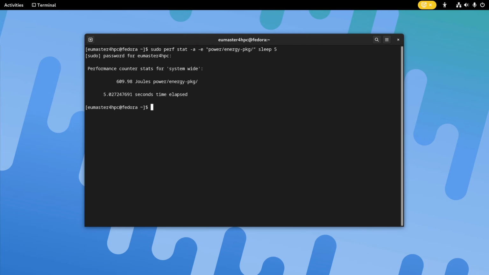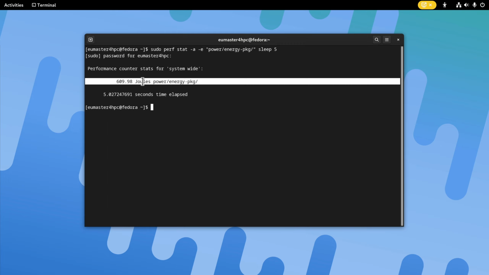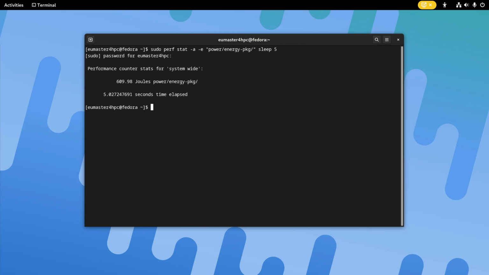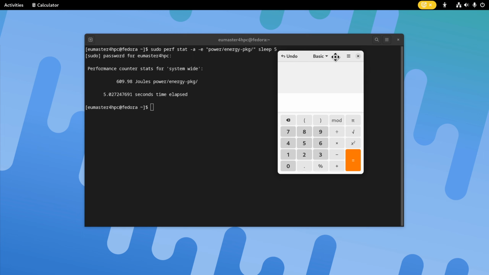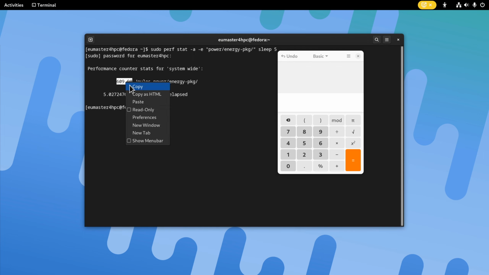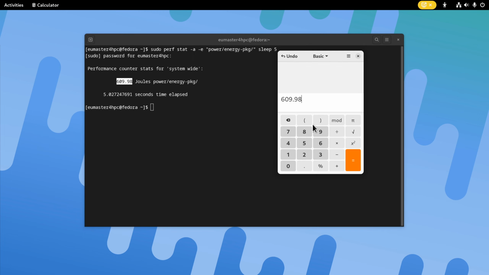When the command finishes, we can see that perf automatically summarized the energy consumed in joules. When dividing the energy in joules by the number of seconds, we can see that the average wattage is around 120 watts, which is similar to the value reported by the sysfs interface.